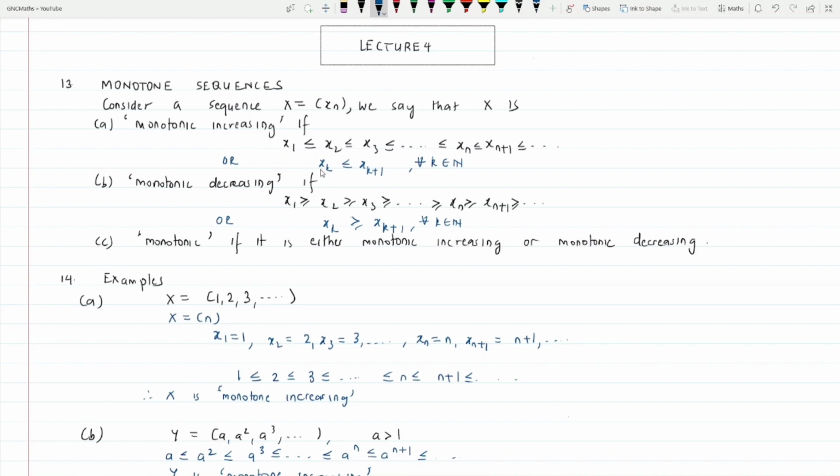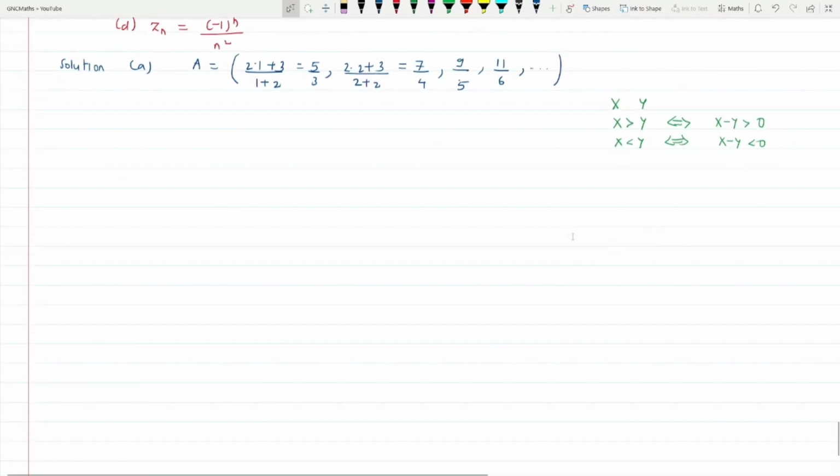And if you could see this, if xk is less than or equal to xk plus 1, it could be clearly proven that xk plus 1 minus xk is going to be greater than or equal to 0. And likewise, for xk greater than or equal to xk plus 1, for every k in natural, we are going to have the inequality that xk plus 1 minus xk is going to be lesser than or equal to 0. So we are going to use this arithmetic to decide the monotonicity of the sequence. So let's go ahead.